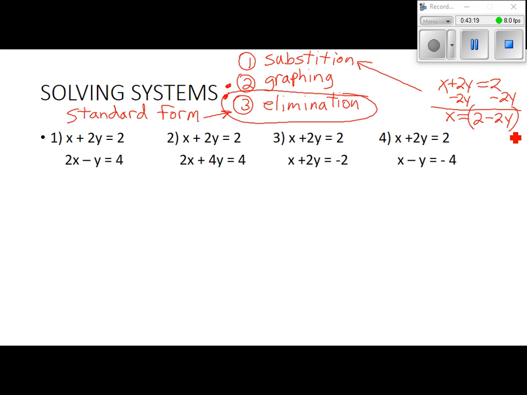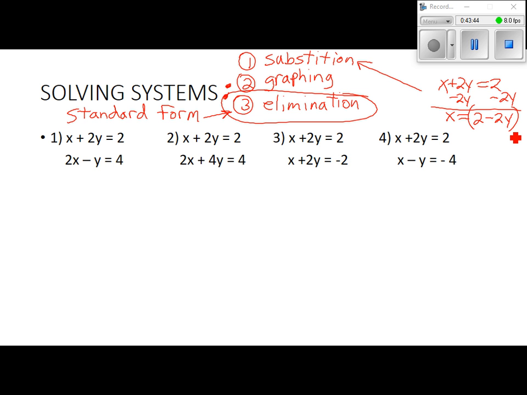Elimination is where you multiply to get the right thing, and that's what we're going to do here. With elimination, they've got to be in this form. This is the part that you want to write down in your notes. They've got to be in this form, and then we want to eliminate one of the variables. To do that, we've got to get either the x's or the y's to be opposites of each other.